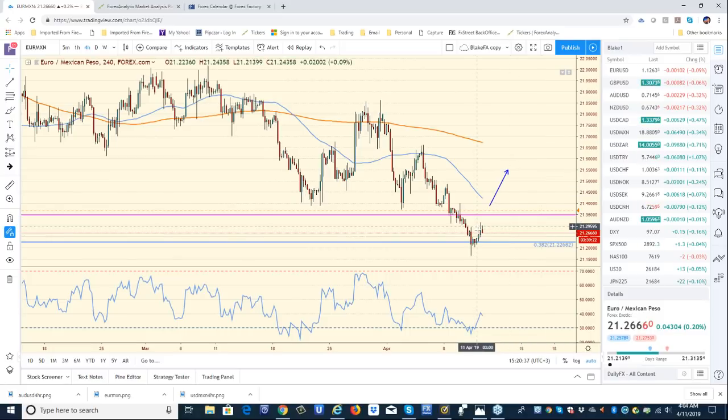Now the only way that this is going to go higher really is if we see a little bit of risk aversion, which in this market, I don't know when the last time we saw any type of risk aversion was, but you never know. It could pop up again.